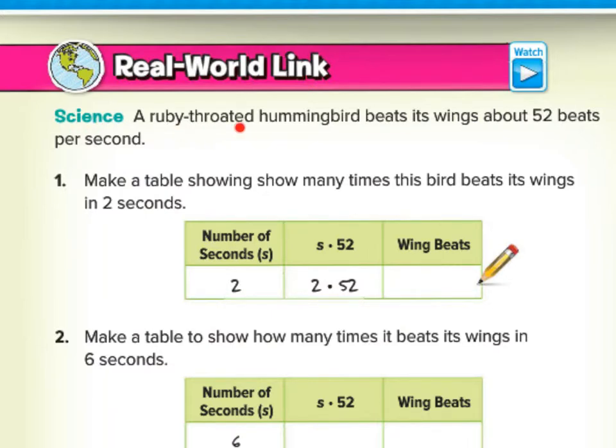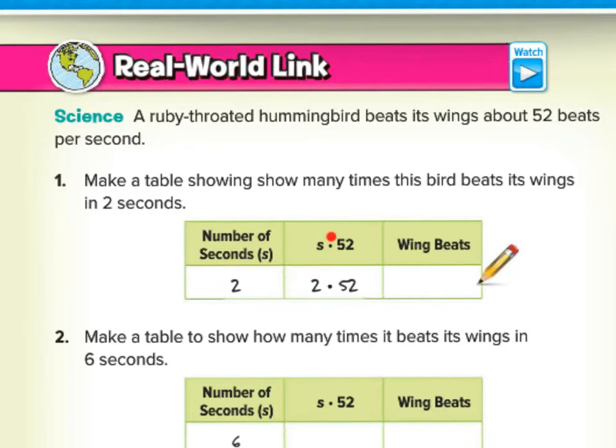Real world link, science. A ruby-throated hummingbird beats its wings about 52 beats per second. Make a table showing how many times this bird beats its wings in 2 seconds. So this is the rate. And now we have to just multiply the rate by time, right? And it's 2 seconds. So number of seconds is 2.